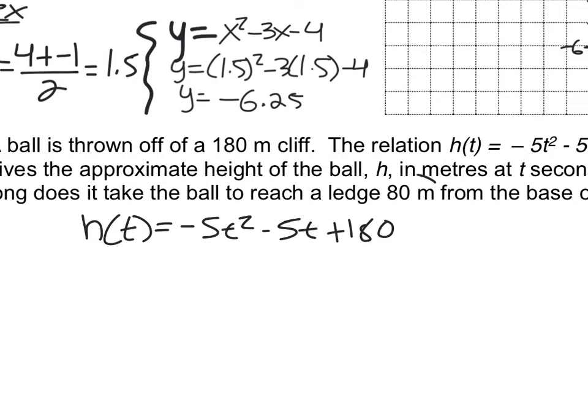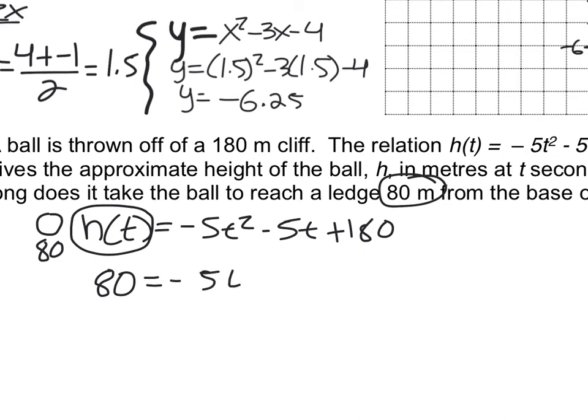And now this 80 meters, which was given to me, I can't just ignore. It's not asking me when the ball hits the ground, which would mean the height is at 0. But right now our height isn't at 0. It's at 80. So we're going to have to replace that height with 80 and then begin solving. But in order to solve, I have to set this to 0.